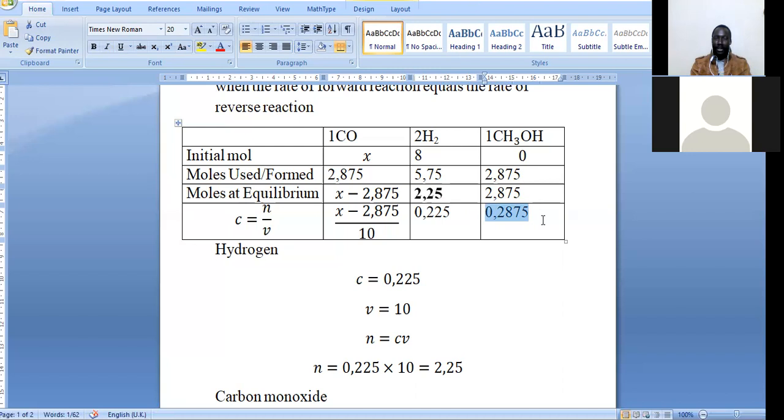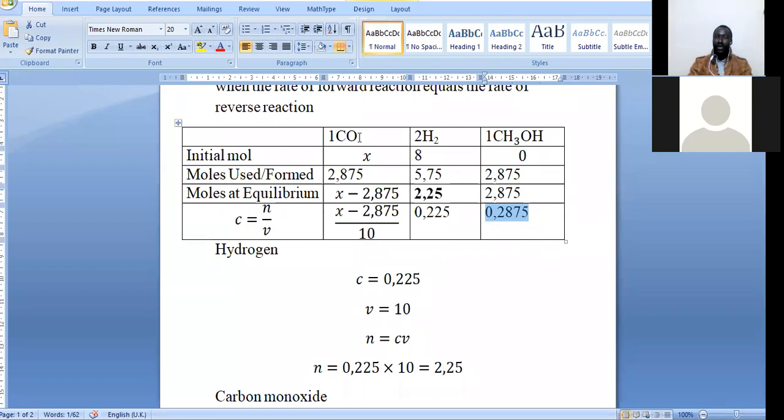Now, after getting the concentration, I hope you've got that. After getting the concentration, the next thing we want to look at is, how do we then find the value of X? Because that has been the question all along. How do we find the value of X? Well, to find the value of X, there is one more thing we need to do. We need to find the concentration of carbon monoxide.